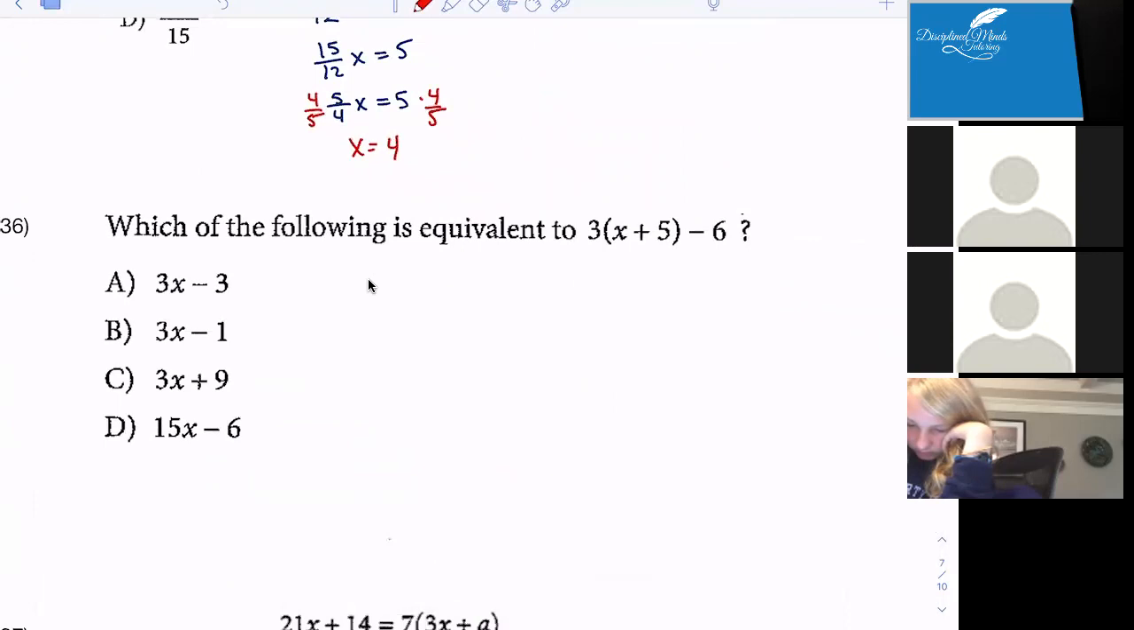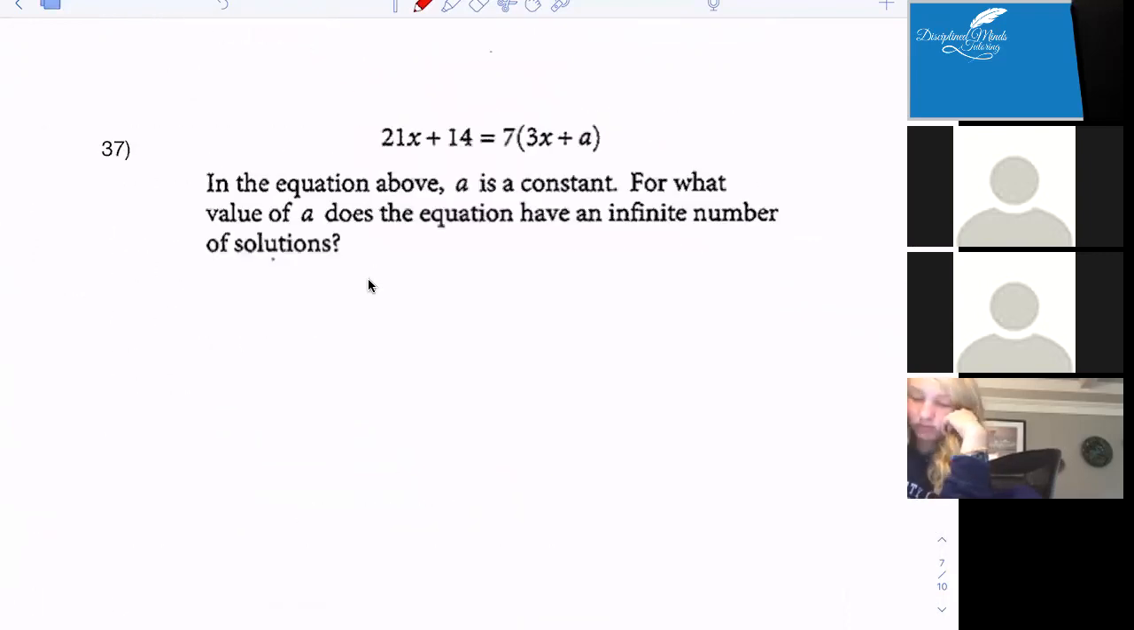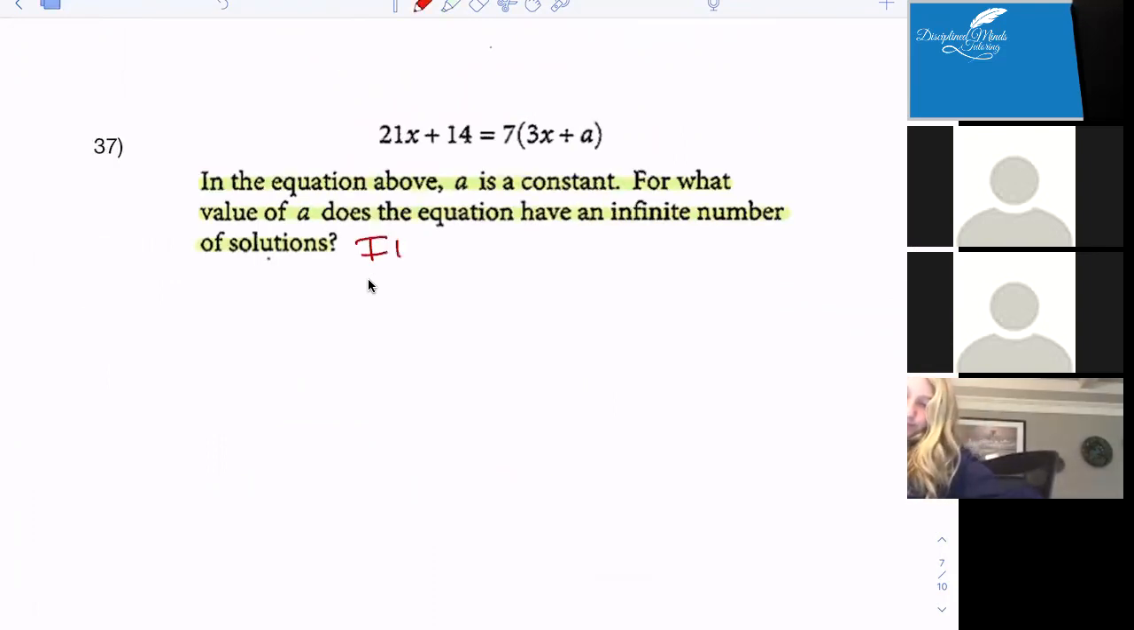Okay. Now, I need everybody's attention on 37. All right. This is directly off the SAT. It's kind of tricky. So, in the equation above, a is a constant. For what value of a does the equation have an infinite number of solutions? If it's an infinite number of solutions, let's write this down. That just means it's a what? Identity.